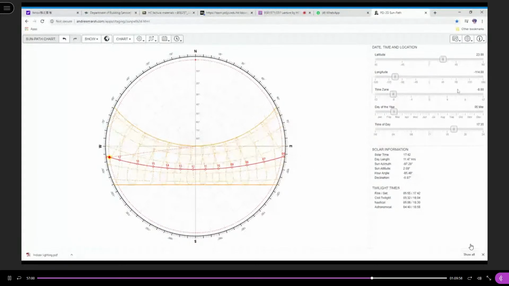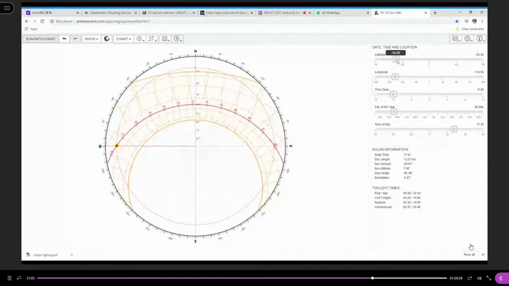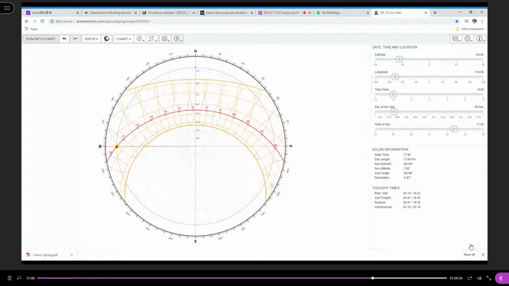How about in Australia? Okay, in Australia, it is in the southern hemisphere. Then the sun path diagram will be like this. In the summer, okay, no, I should say in June, the sun path will be like this. So in June, they will have short daylight hours. It is the winter. And in December, they have long daylight hours. Okay, from before around 5 o'clock, and then sunset at 7 o'clock. Okay, this is December.